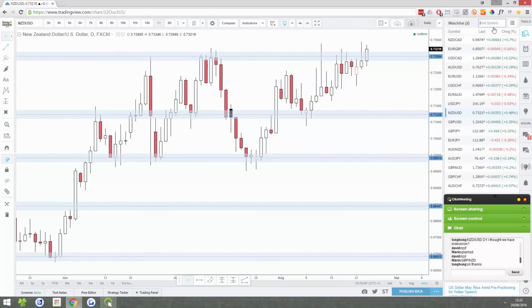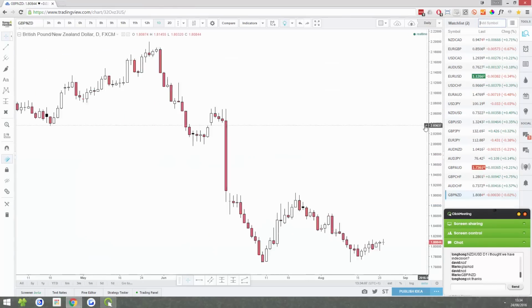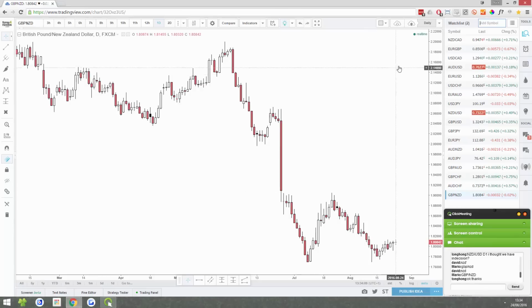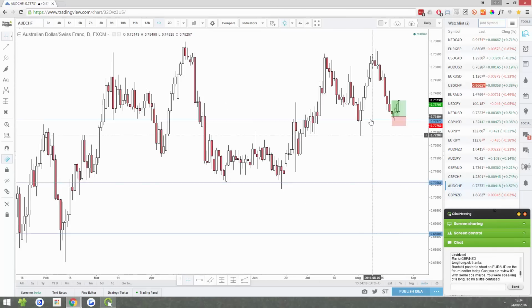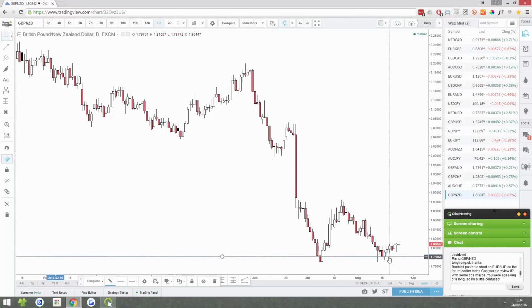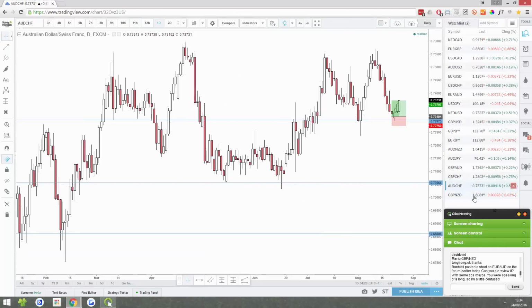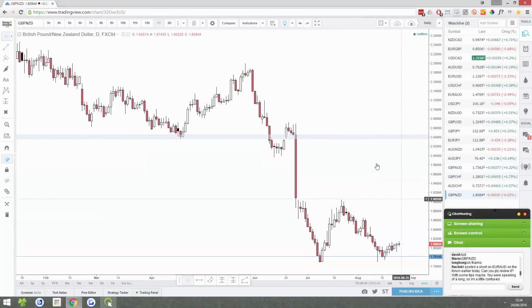Mario, GBP New Zealand. Okay, let's check that out. I'd need to draw up some support resistance for this pair. It doesn't look like we're going to get any trade setups. It looks like maybe on the weekly there was a trade setup here, but it's a bit late. I'm just copying and pasting the things over. I find it easier to just copy and paste them.